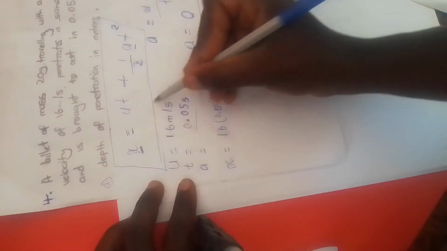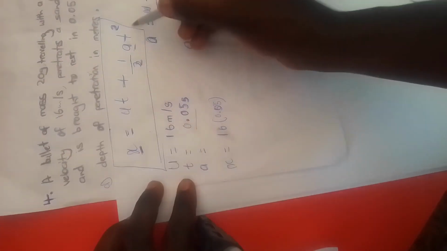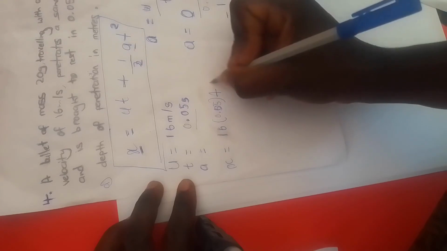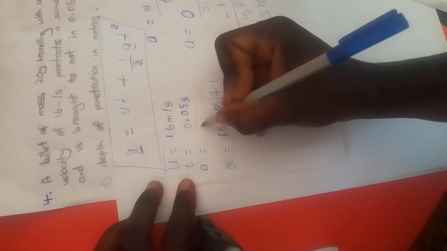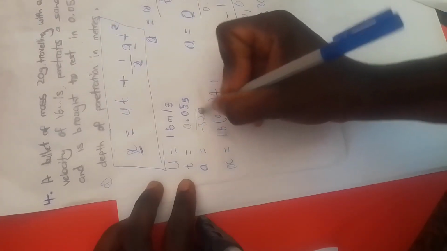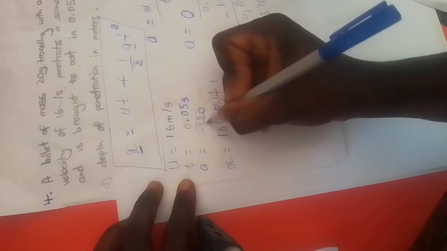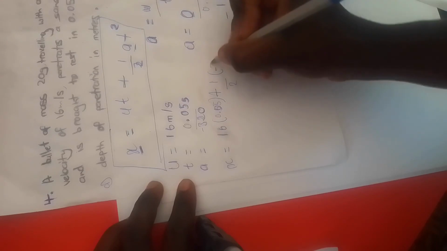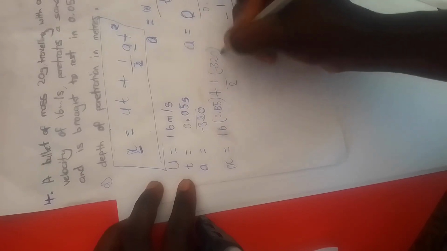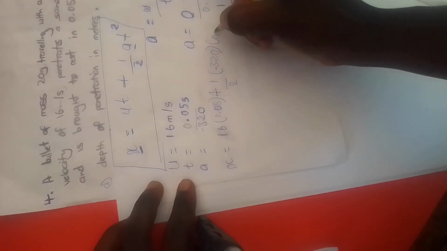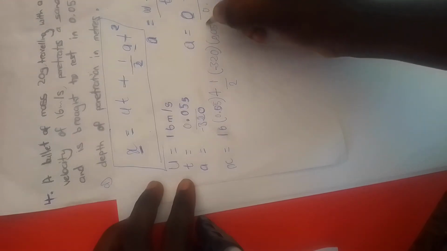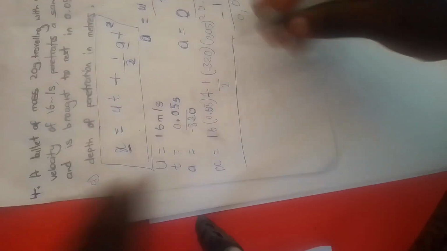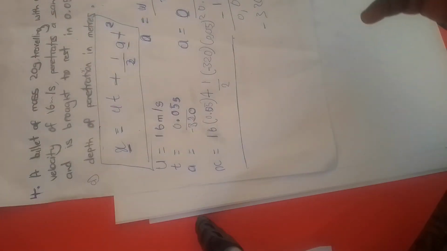X is equal to ut plus what? Half at squared. So plus half a, where a is equal to negative 320. We calculated this. So it's equal to half, in brackets, negative 320, t squared, 0.05 seconds. Then you plug this into your calculator, and then you come up with the solution. Okay, let me just do that with you.